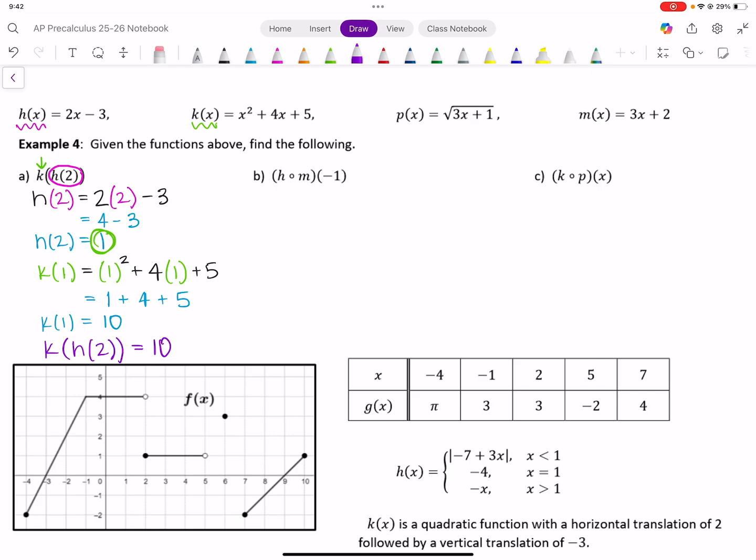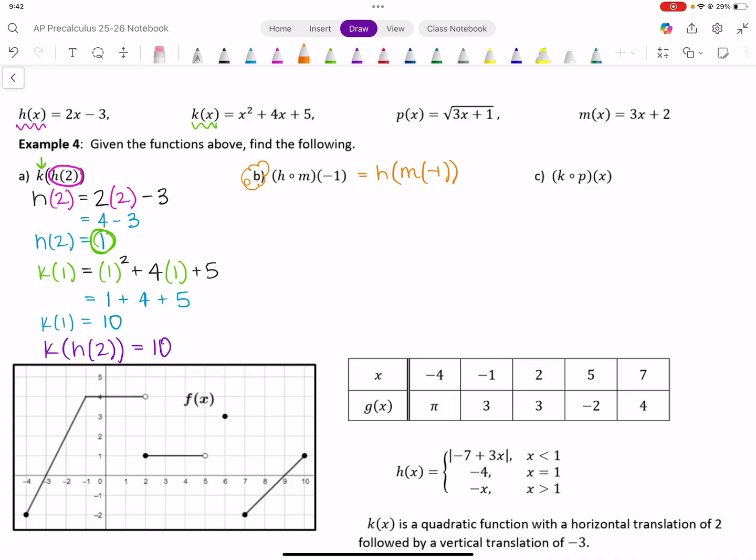So I want you guys to try b and do h of m of negative 1. So remember, this can be rewritten using parentheses. So you're going to find the composition of m of negative 1 and then use that value and find your function value of h.